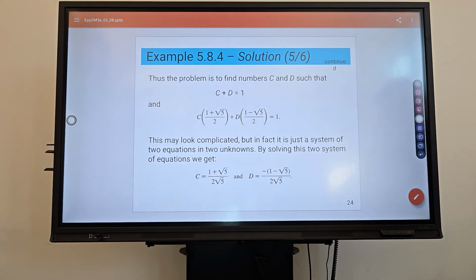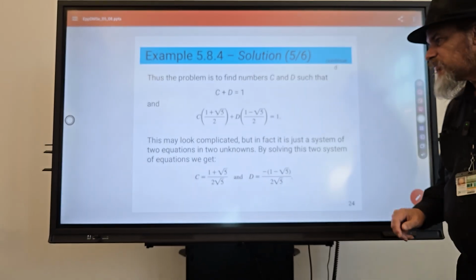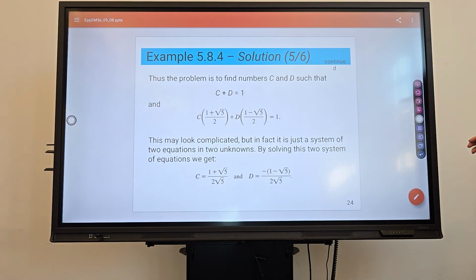Thus, the problem is to find C and D such that C plus D equals 1 and this equals 1. This may look complicated, but it is in fact just a simple system of two equations with two unknowns. Solving this system, we get C equals (1 plus square root of 5) over (2 times the square root of 5), and D equals minus (1 minus square root of 5) all over (2 times the square root of 5).